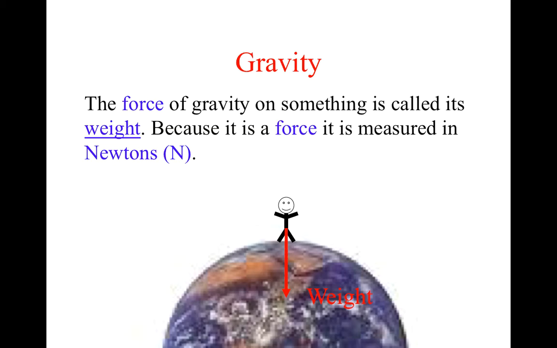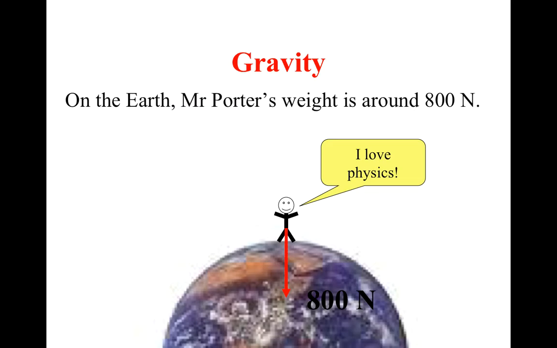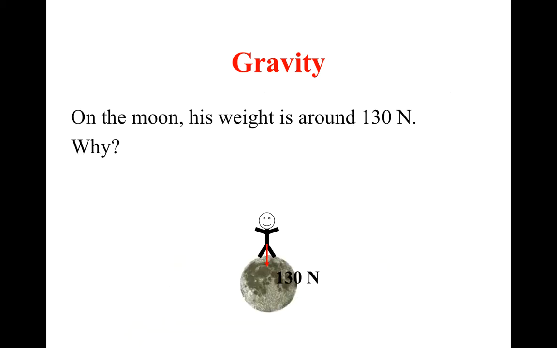The force of gravity on something is called its weight. So that's why we often draw our downwards force and we label it weight. Because it's a force, it is measured in newtons. So on Earth, Mr. Potter's weight is around 800 newtons. On the Moon, his weight is around 130 newtons.